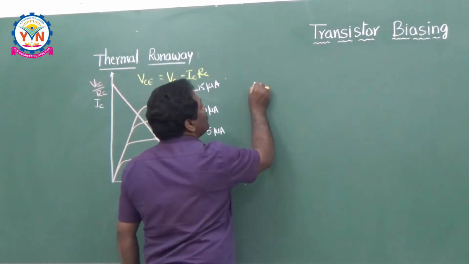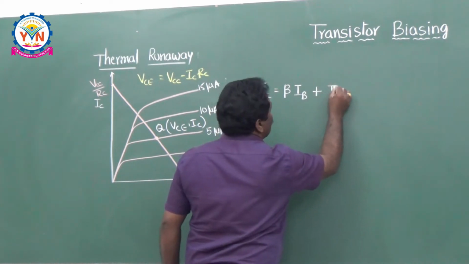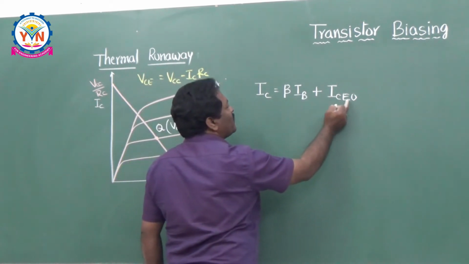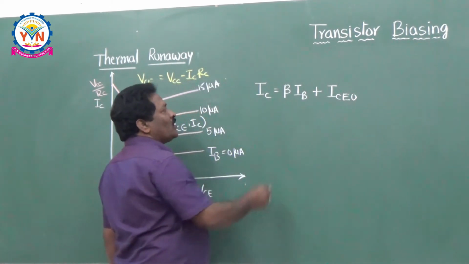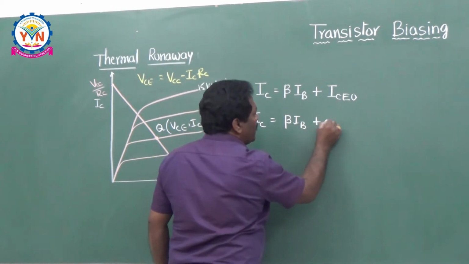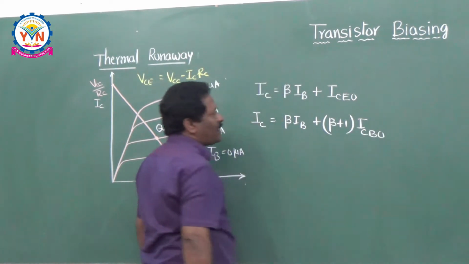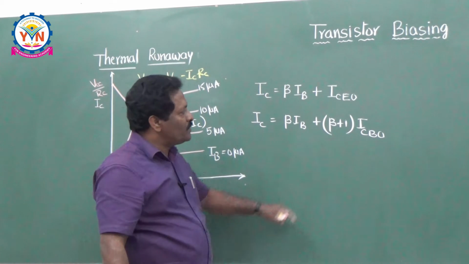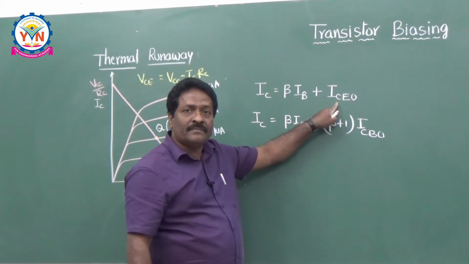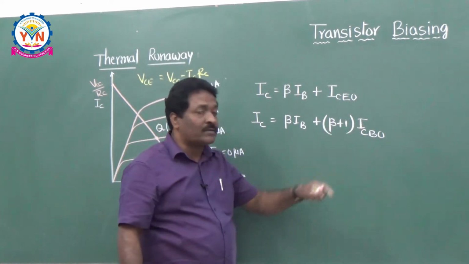You know, IC is equal to beta times IB plus ICEO. ICEO means reverse saturation current in common emitter configuration. This can be written as IC is equal to beta times IB plus (beta plus 1) times ICBO. ICBO means the reverse saturation current in common base configuration. In the last classes I told you the reverse saturation current in common base configuration is less compared to the common emitter configuration. In the common emitter configuration, the reverse saturation current is more. How much more? Beta plus 1 times more.